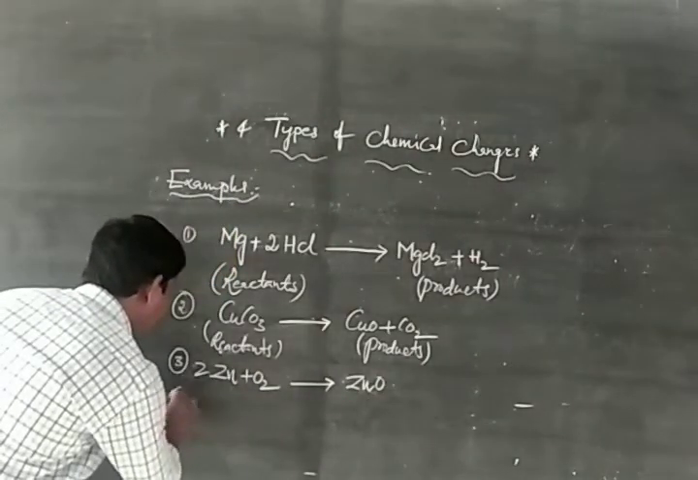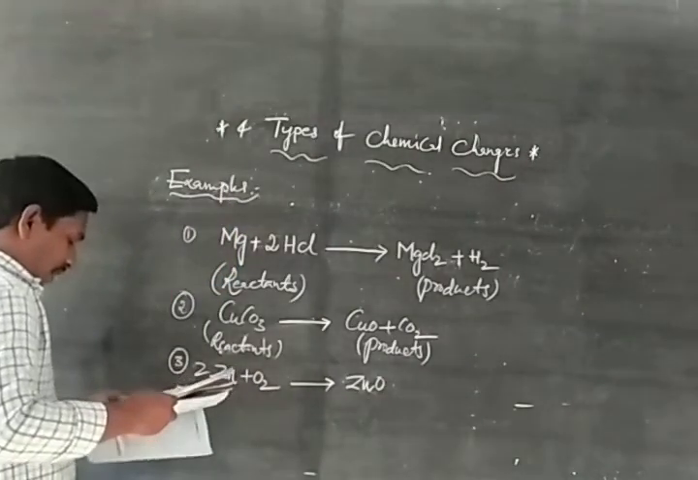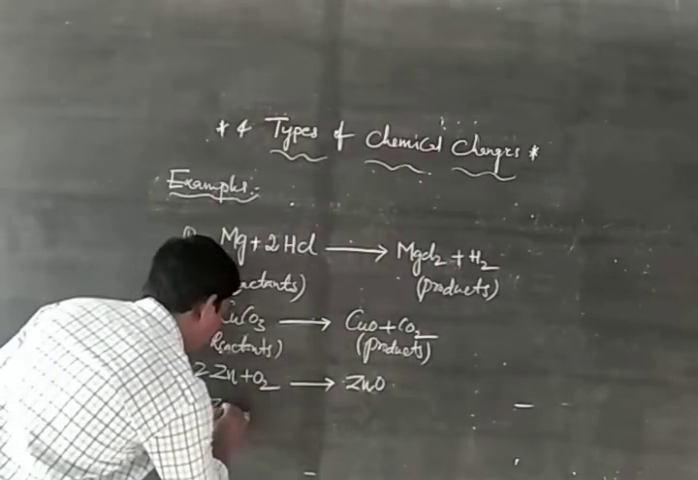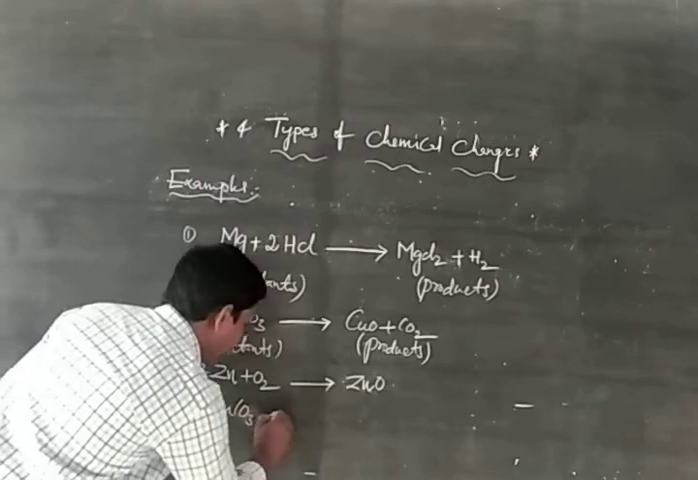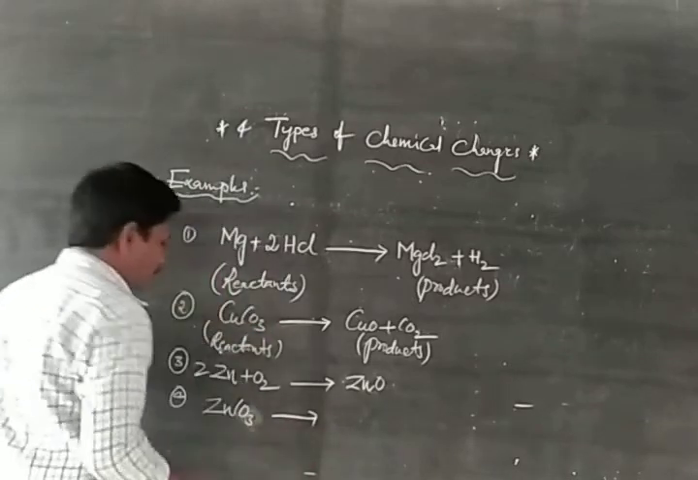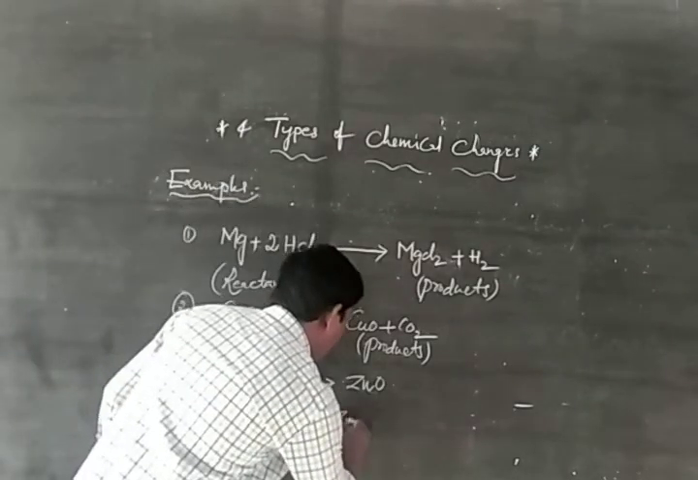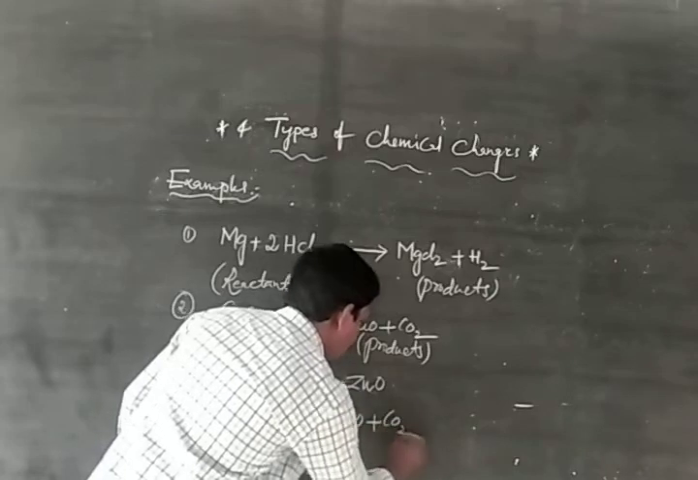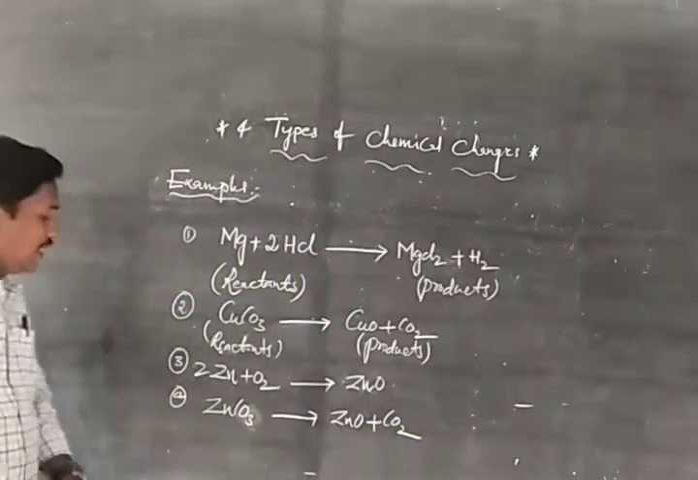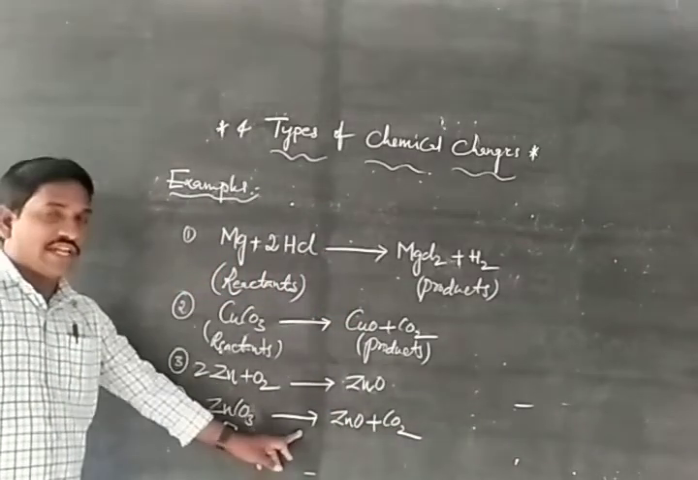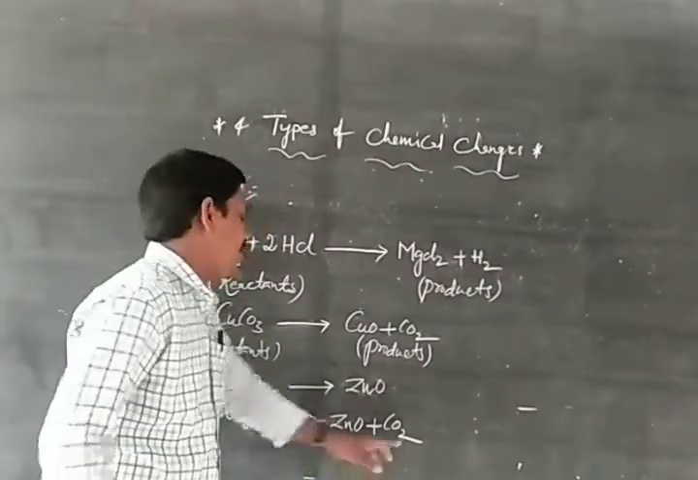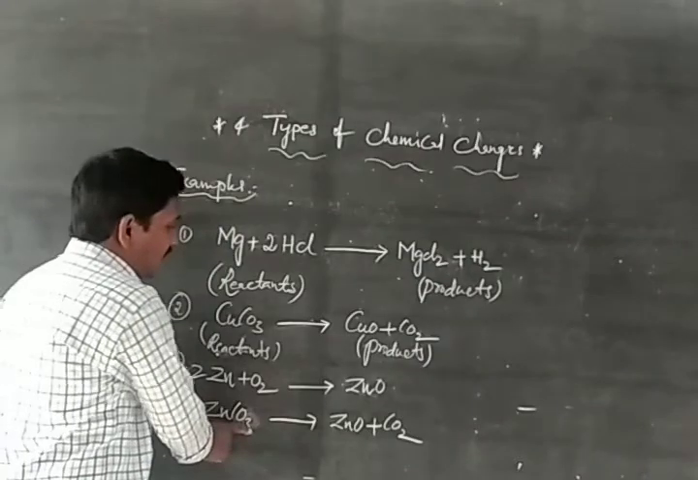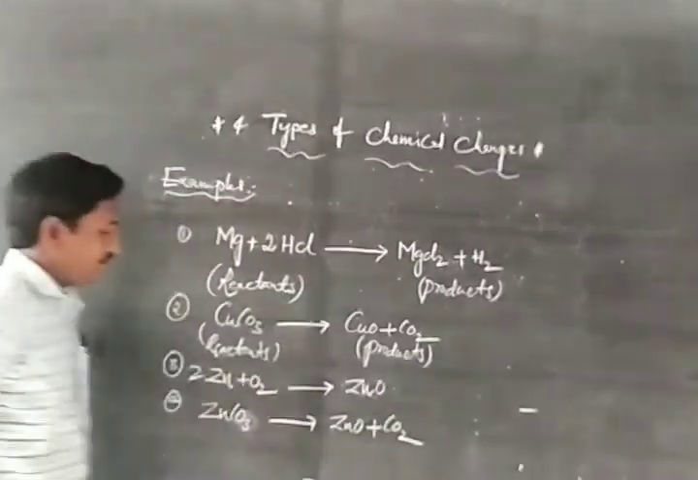And the fourth one, ZnCO3, zinc carbonate. ZnCO3 gives rise to ZnO plus CO2. Zinc carbonate gives rise to ZnO, zinc oxide, plus carbon dioxide. These are reactants and products.